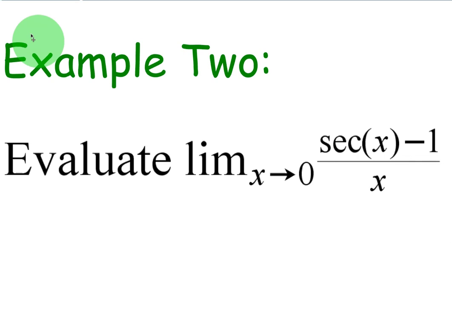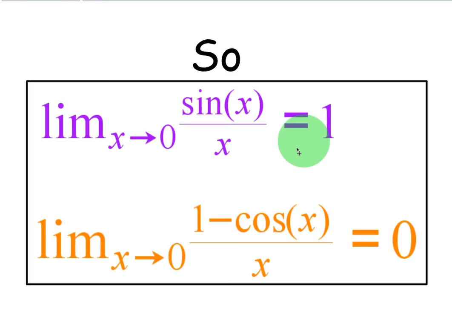Let's take a look at another squeeze theorem example. We have: evaluate the limit as x approaches 0 of secant of x minus 1 over x. Now you might be thinking, how is this squeeze theorem? This has secant in it. And the problem is the two theorems that we learned using the squeeze theorem don't have secant in it.